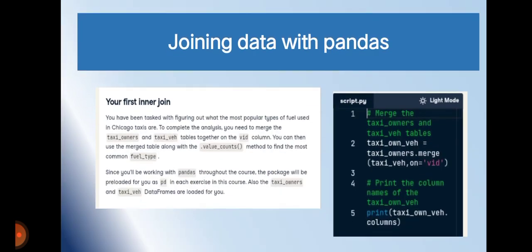So for example, here we have our first inner join. We have been tasked with figuring out the most popular type of fuel used in Chicago taxis. To complete the analysis, we have to merge the taxi owners and the taxi vehicles tables together on the vid column. So what we basically do is merge the taxi owner and taxi vehicle tables on the vid column, and then we will print out the column names of the taxi owners vehicles, just as simple Pandas.